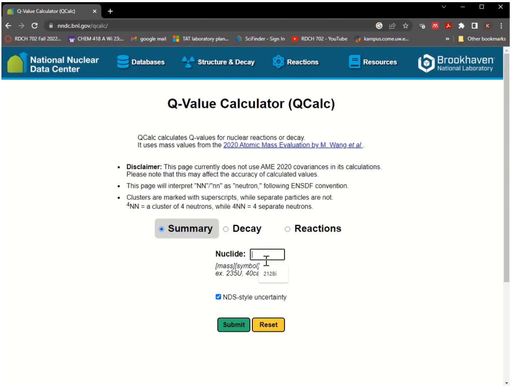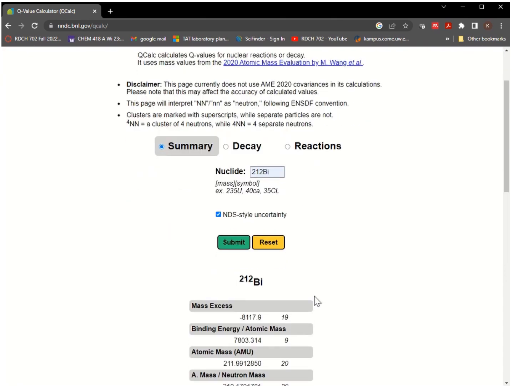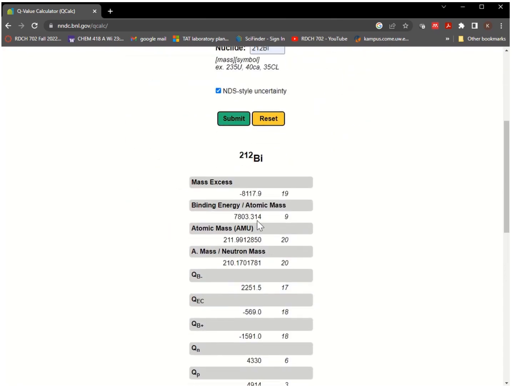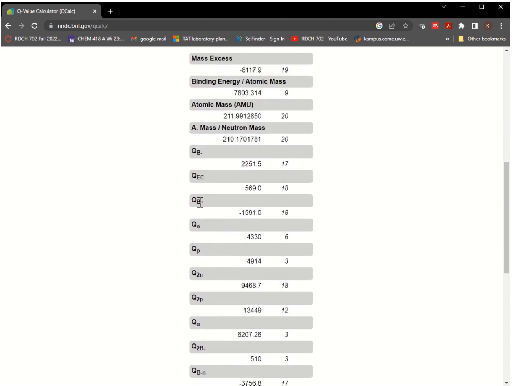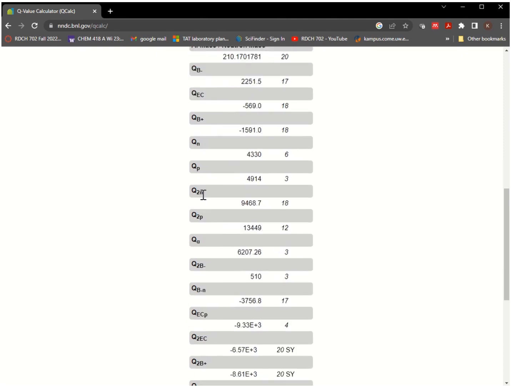If we just put in an isotope, let's start with bismuth-212, and say submit, it'll give me all the information about the decays of bismuth-212 and some of the nuclear data. So here's the isotope bismuth-212. It'll have the mass excess, the binding energy per atomic mass, the atomic mass units, the neutron mass, the Q value for beta minus, a number of different decays, electron capture, positron, neutron, proton. As you can see here, there are many different types of reactions that can occur.